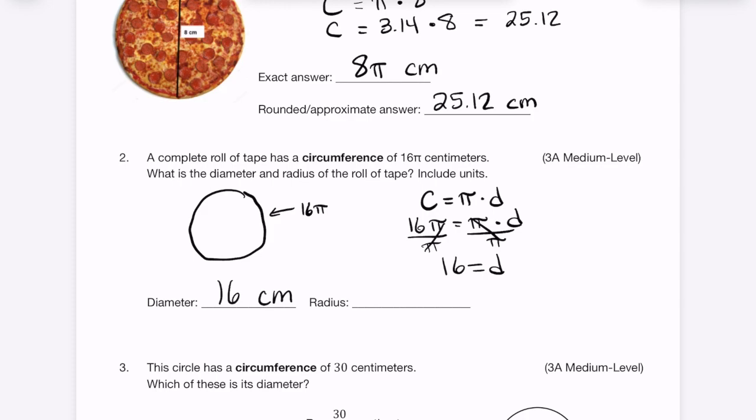And we can think about this in the other direction. 16 times pi is 16 pi. So you multiply the diameter times pi to get the circumference. And to get from the diameter to the radius, we're going to divide by 2 because the radius is half of the diameter.